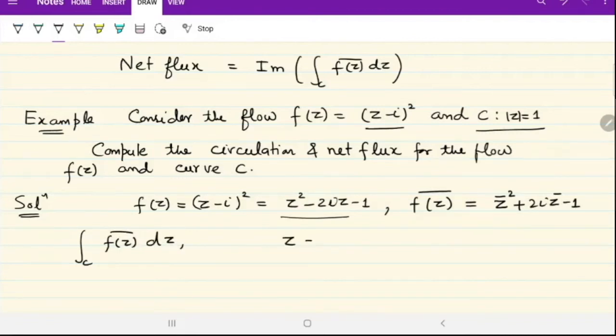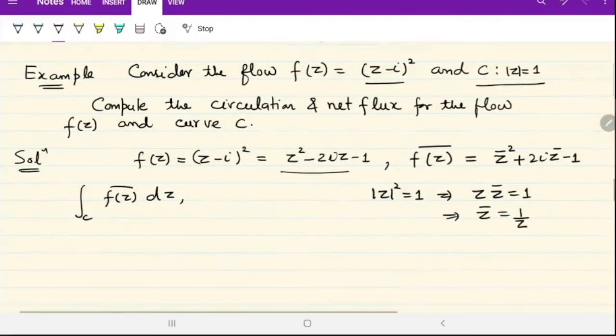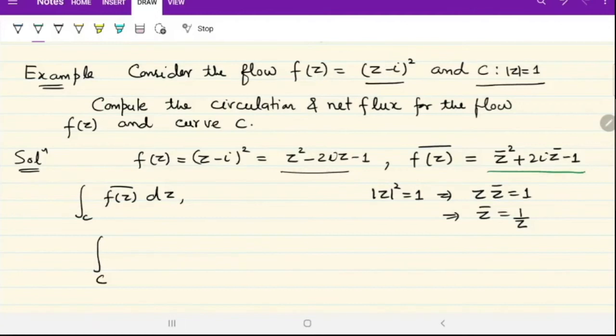Let's compute it directly. So on the unit circle, |z| equals 1, you'll have modulus of z squared also 1. That will give you z times z bar equals 1. And this gives us z bar equals 1 over z. So when we compute this integral, we get the integral over C of f(z) conjugate. z bar squared will become 1 over z squared.